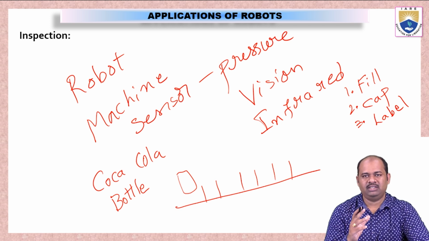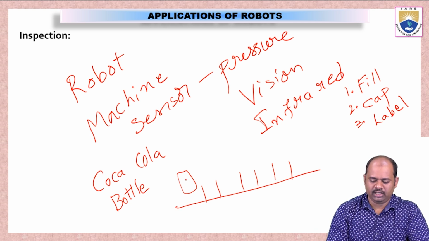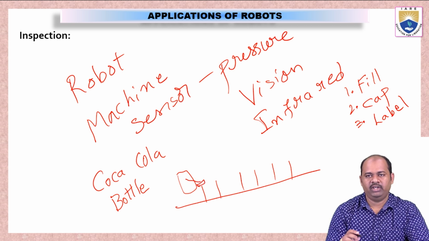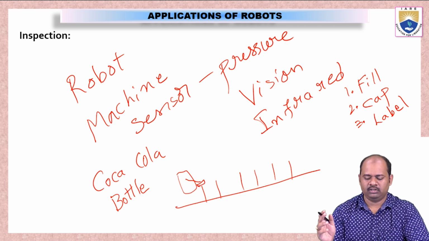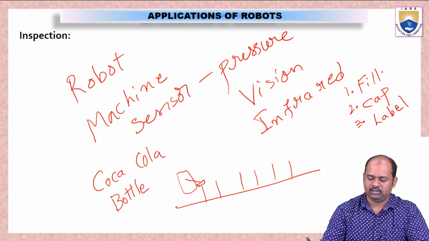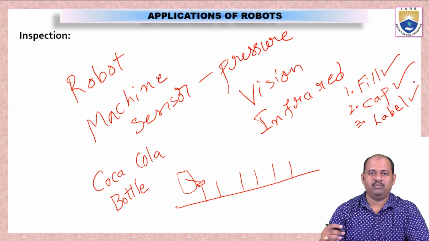This sensor can sense when the bottles are moving on the conveyor line. The sensor can sense immediately, by using infrared, whether the bottle is fitted with a cap or not. If it is not fitted with a cap by any mistake of the previous machine, this bottle can be removed from the conveyor line and sent back again to repeat the process. And then after this process, we can check whether the bottle is filled or not. We can check whether the cap is fitted to the bottle or not, and we can check whether the label is stuck on the body surface.